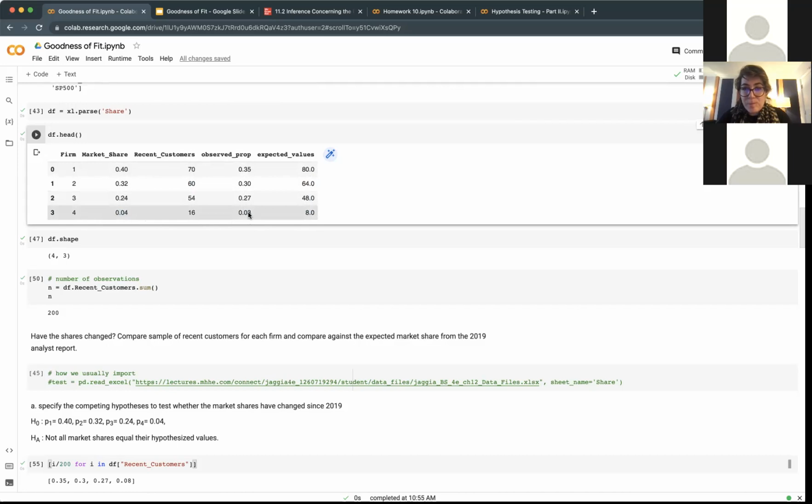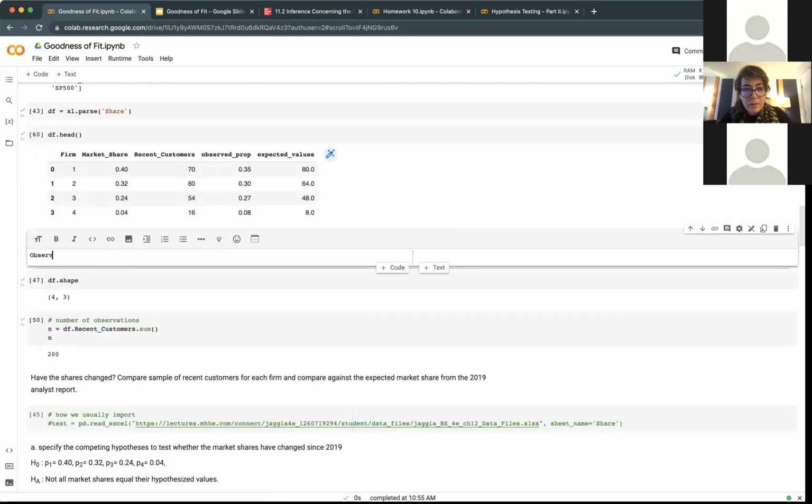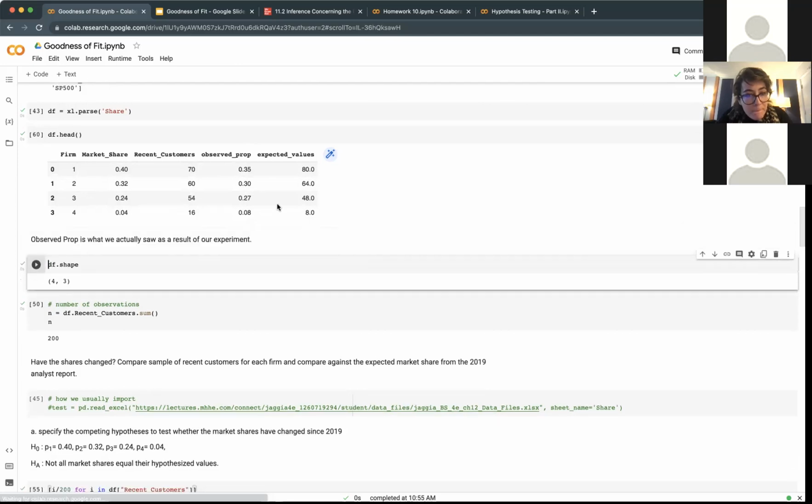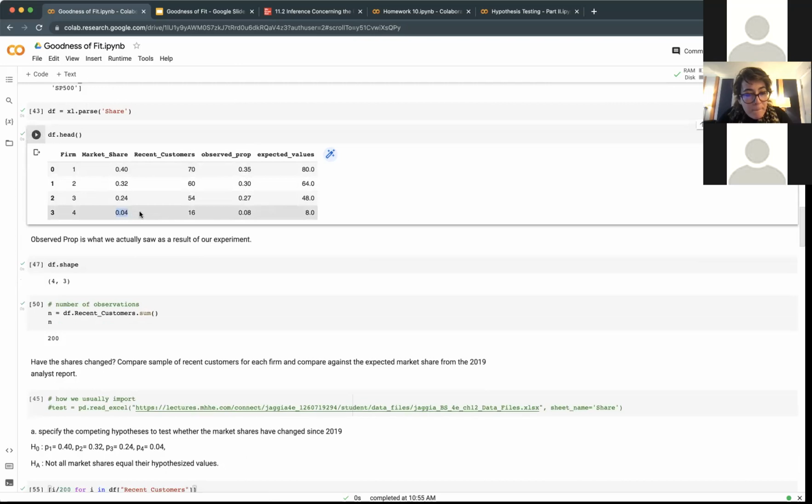Okay, so back to observed proportion. Is that the amount of the market share that we've actually tested within the experiment? Exactly. And so when we look at recent customers, that's actually the number that's come out, but we expected it to be 8.0. Instead, it came out as 16. So I guess for line 4, if the market share was 0.04, we observed 0.08 of that market share. The customers that we got from that was 16, but we expected them to be 8. Yes, so that's kind of like the process of the experiment. Exactly. Okay. Got it.